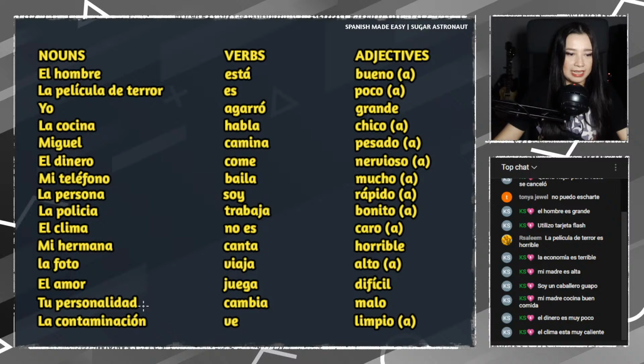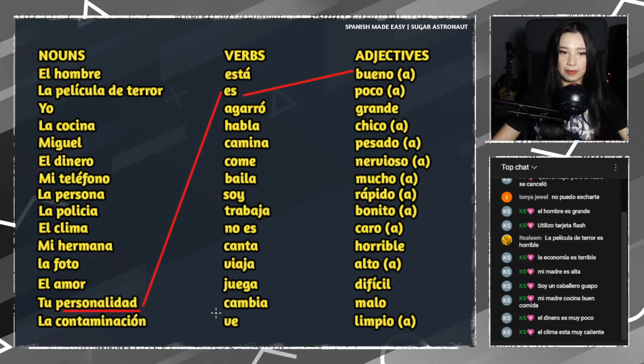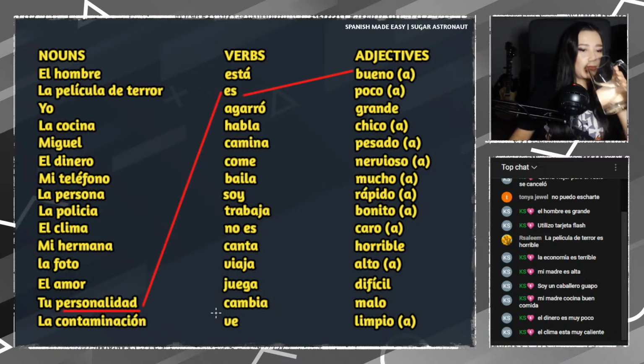Now, tu personalidad. Your personality. And for that, you need es, because personalities usually don't change too easily. So, tu personalidad es buena. It would be buena because we're talking about la personalidad, feminine. Tu personalidad es buena. Your personality is good, you know. That person has a good personality.